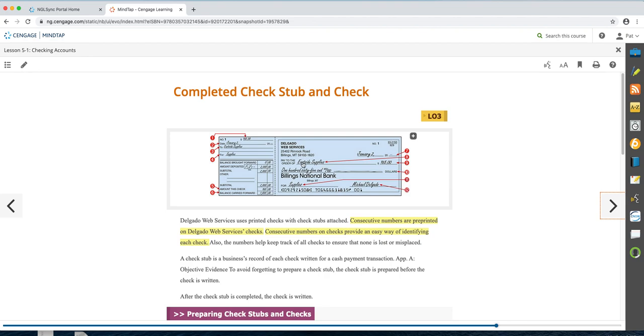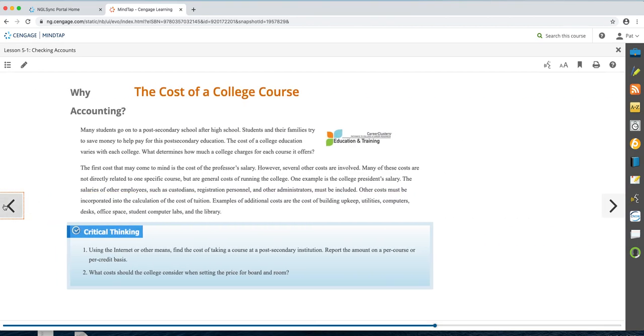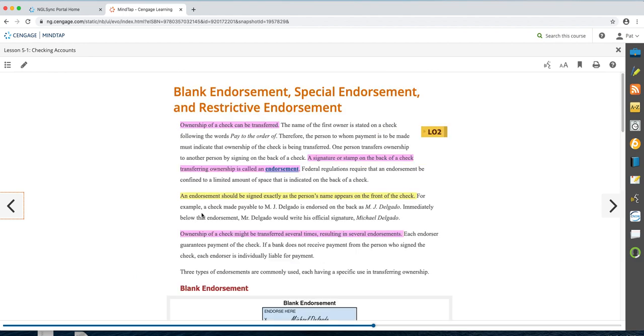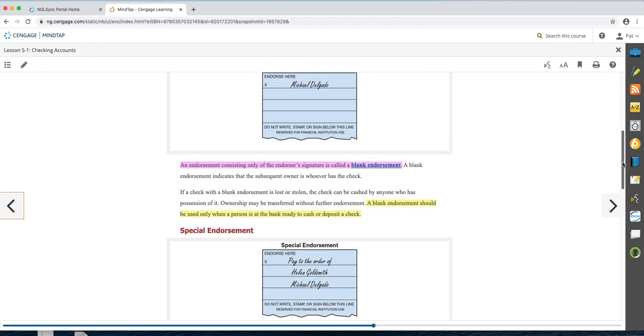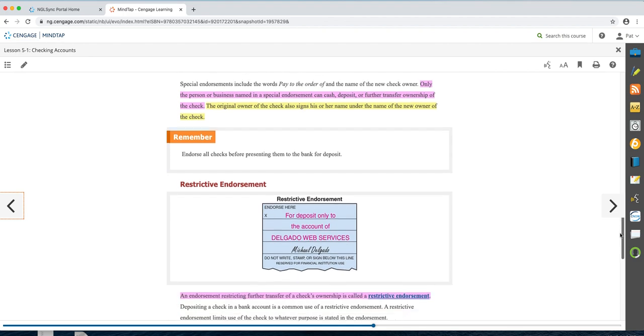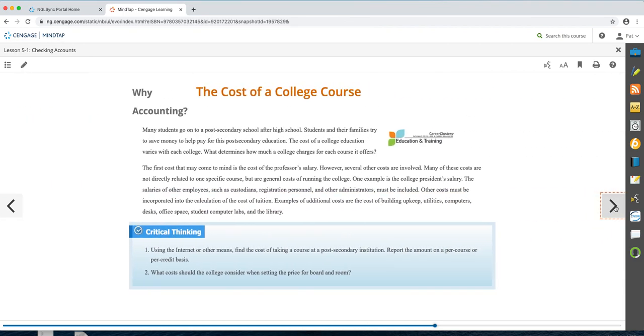Okay, if they wanted to transfer ownership over, it'd be a special, you would transfer it over, and you would then write those words, pay to the order that we showed you here. So just as a review, pay to the order is a special endorsement, restrictive is the stamp.